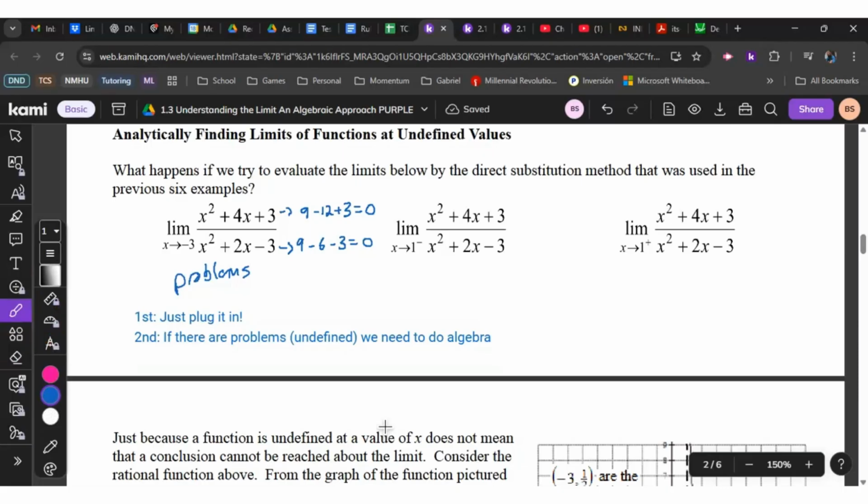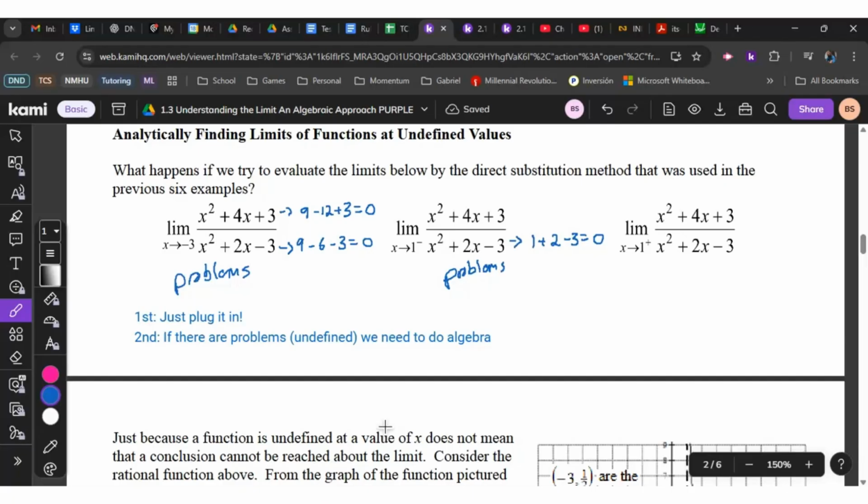So this one here, now I'm approaching 1. If I plug in 1, do I actually care about the numerator at all? I actually don't, because that can't give me a problem. The only thing that can give me a problem is the denominator. So let's check that one. 1 squared is 1. 2 times 1 is 2. Minus 3 is 0. So again, we've got problems.